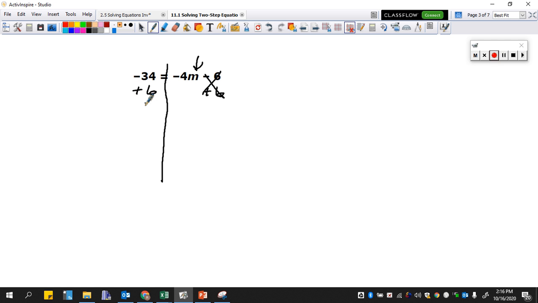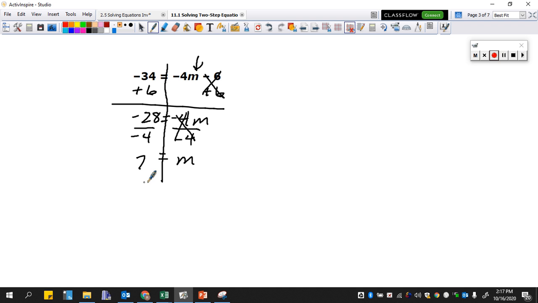Negative 6 plus 6 cancels out to 0. We're left with negative 4 times m. Negative 34 plus 6 is negative 28. And don't forget my equal sign in here. Then this is multiplying, so we're going to divide by negative 4. Negative 4 divided by negative 4 is a positive 1, so that's a 1m. Negative divided by negative is a positive. 28 divided by 4 is 7. So m is equal to 7, or 7 is equal to m.